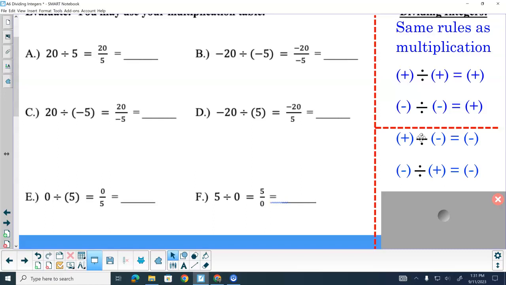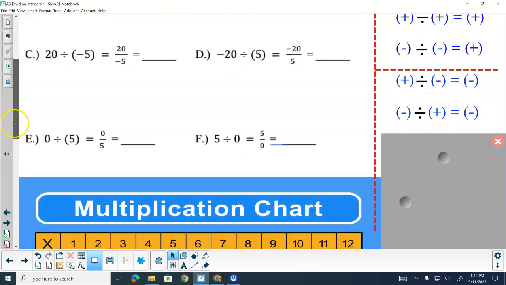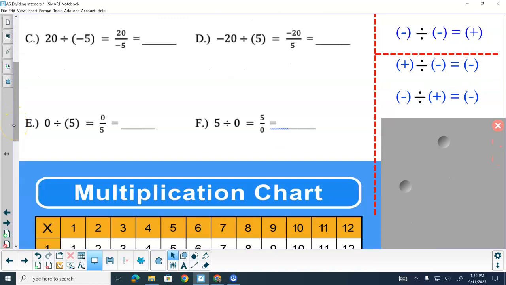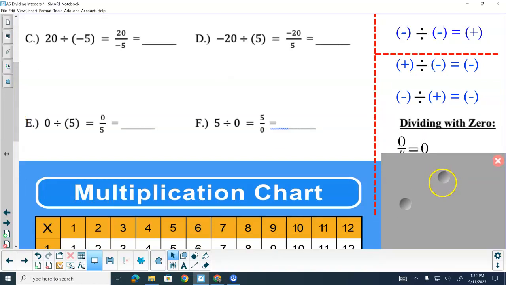After those two, the sames and the differents, we've got dividing by 0. Now here's where it gets a little wonky, if you will. If I am going to divide by 0, 0 divided by any number is 0. So 0 divided by 1,000,000,000 is 0. 0 divided by 2 is 0. All of that is still 0.